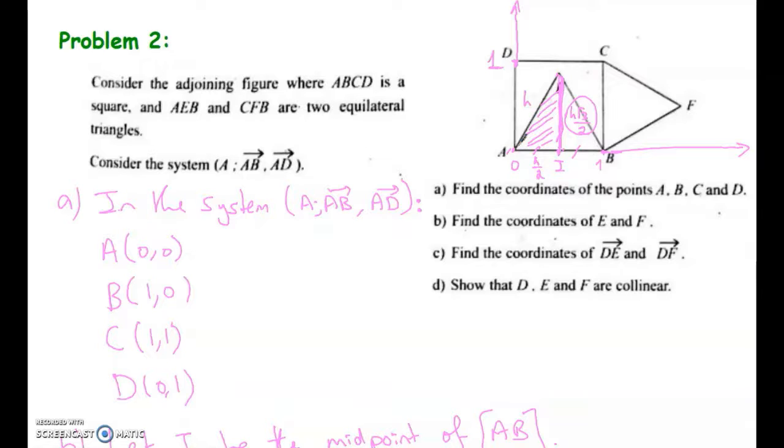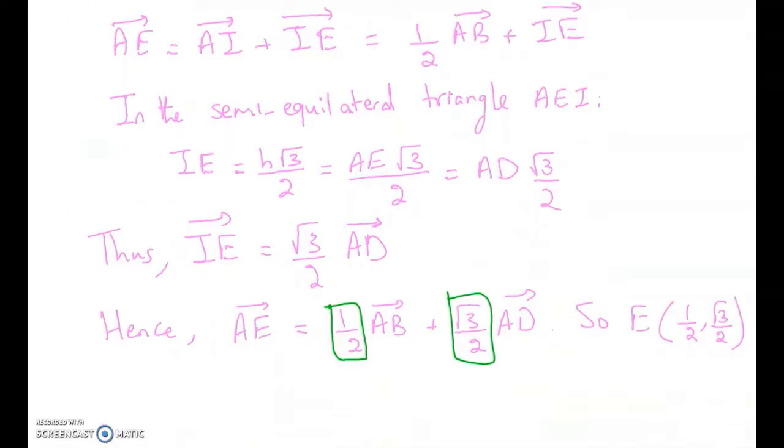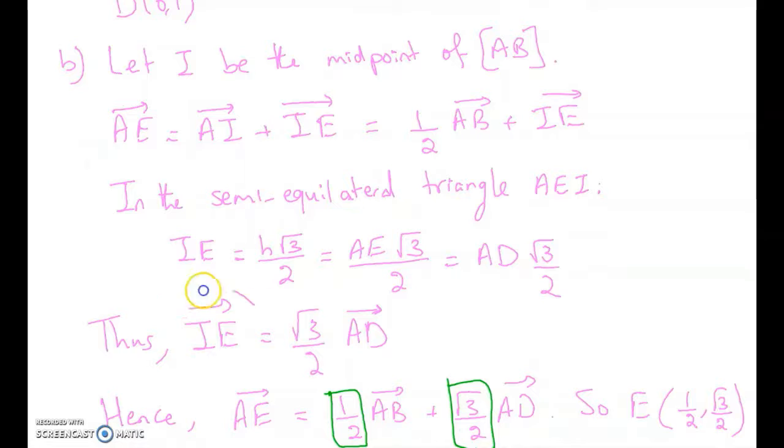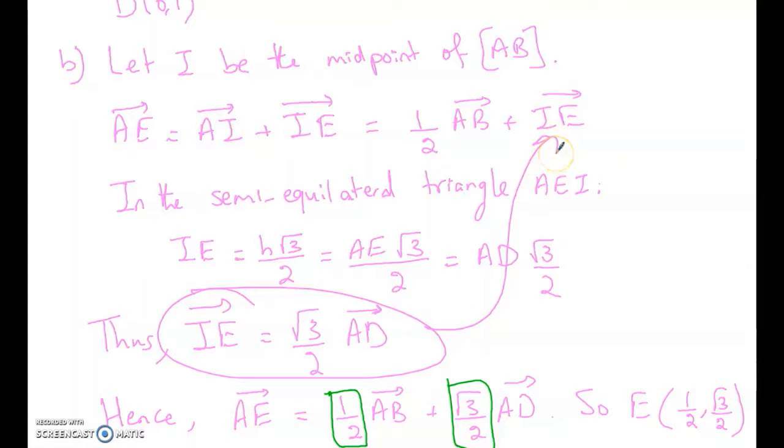And the ratio is radical 3 over 2. Therefore, I can say that vector IE is equal to radical 3 over 2 AD vector, which I did here. Now, what do we do next? I have this. I can replace it here. Okay? So replace it here.